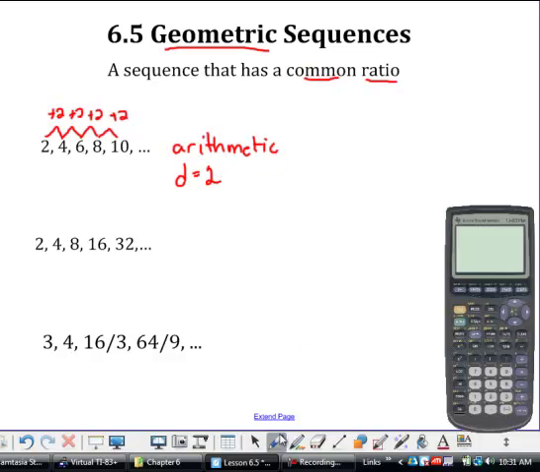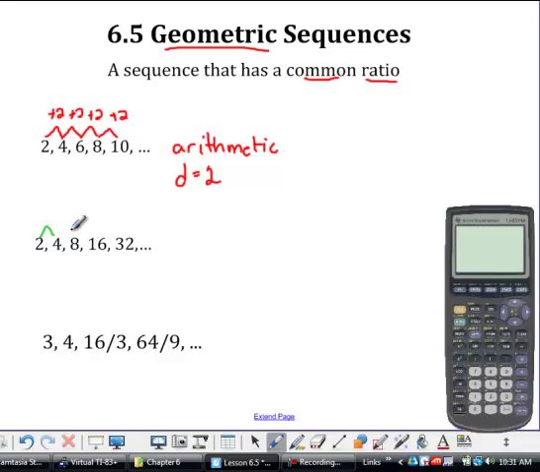Okay, so we go down to our next one. What did I do to 2 to get to 4? I added 2 on. What did I do to 4 to get to 8? I added 2. Wait, I didn't add 2 on. So this is not arithmetic, because I'm not adding on the same amount each time. Let's look at something else.